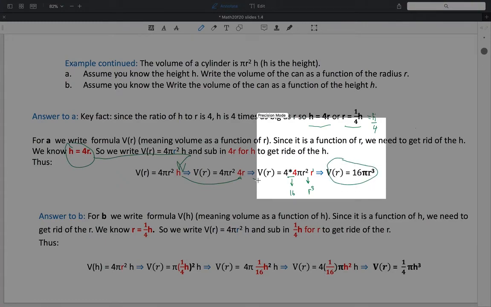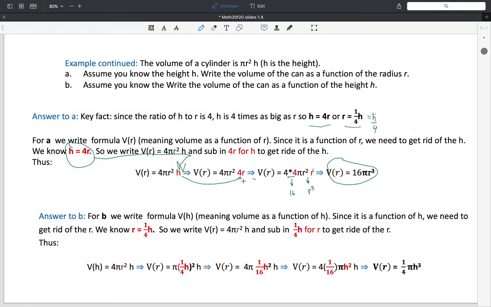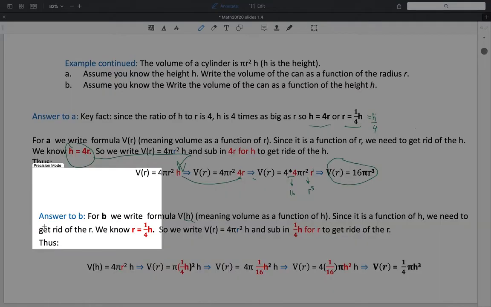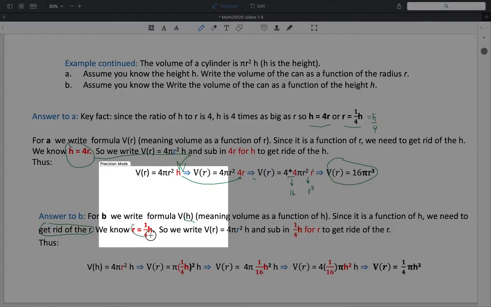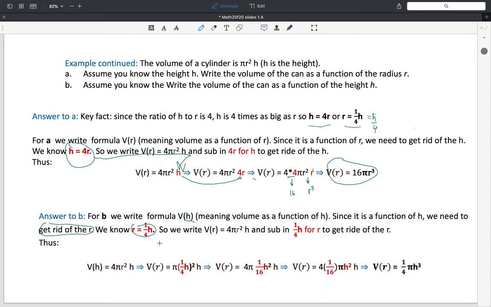So I do the same thing over here. And if you got it wrong, maybe try the second one. Pause it and try it. I'm just going to go right into it. For b, we want all h's, and that means we need to get rid of the r. So we're not going to have an r, and this tells us how to get rid of r. Whenever I see an r in that volume formula, I'm going to put h over 4 into it.